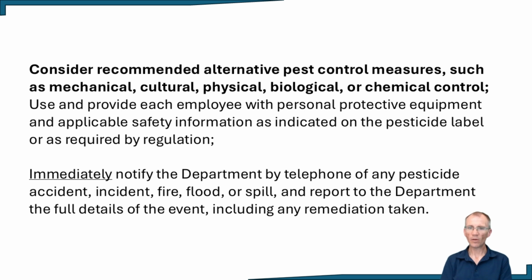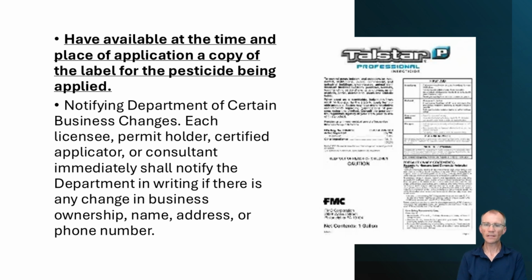Consider recommended alternative pest control measures such as mechanical, cultural, physical, biological, or chemical control. Use and provide each employee with personal protective equipment and applicable safety information as indicated on the pesticide label or as required by regulation. Immediately notify the department by telephone of any pesticide accident, incident, fire, flood, or spill, and report to the department the full details of the event, including any remediation taken. Have available, at the time and place of application, a copy of the label for pesticide being applied.